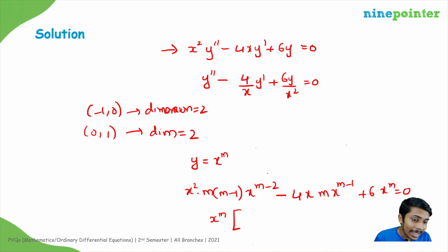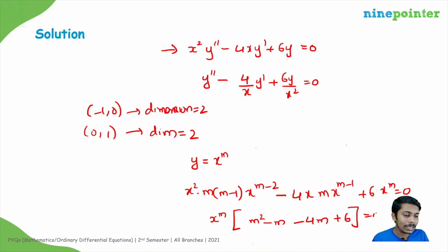Because here there is an m minus 2 power, but along with that we have to multiply x square, so it will be converted into x raised to m. So x raised to m is common. And what are the things left inside? m into m minus 1, which can be expanded as m square minus m, and we have a minus 4m here, because x and x raised to m minus 1 together just come out as x raised to m. Okay, and we have a plus 6 here, that is equal to 0.